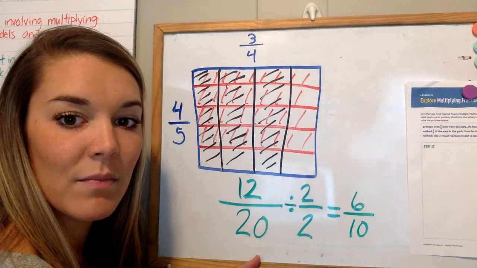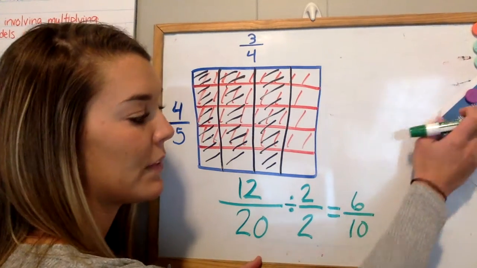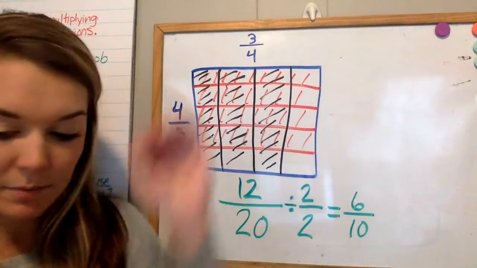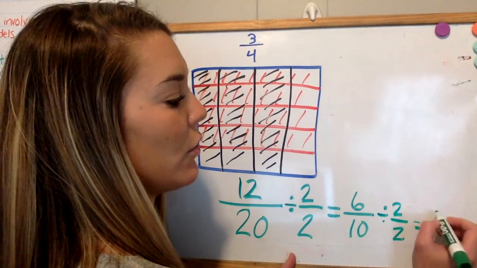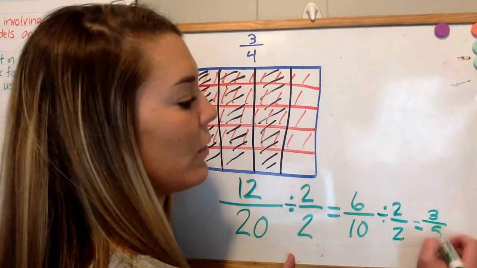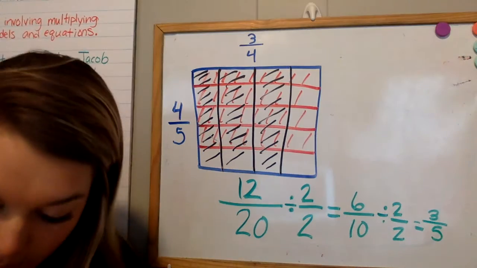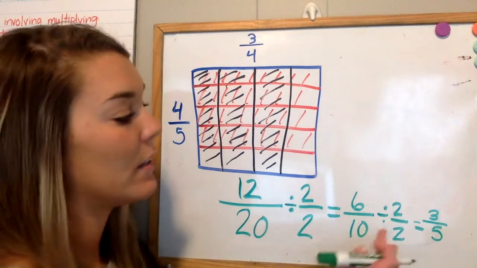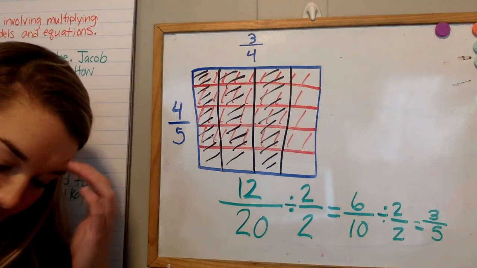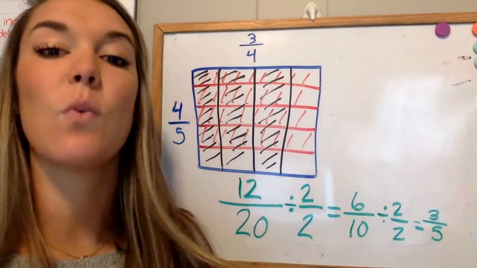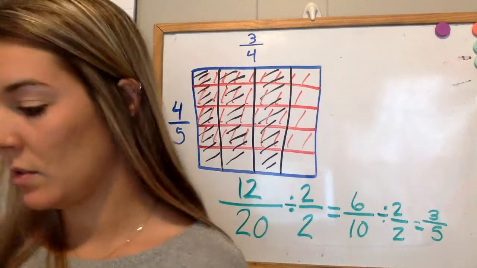Wait a second. Those are still even. So I could simplify it even more. That means I can divide by 2 again. Divided by 2/2. 6 divided by 2 is 3. 10 divided by 2 is 5. So that means that Grayson has 3/5 of the way left. Excuse me. That means he's walked 3/5 of a mile. Okay? So that's page 437.